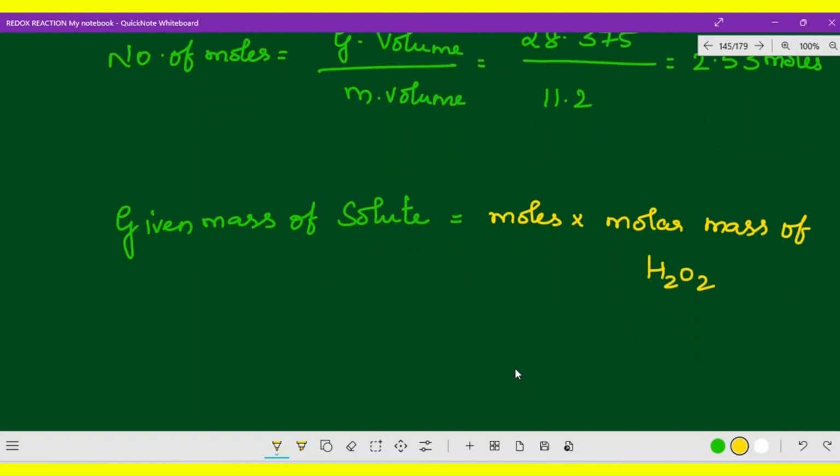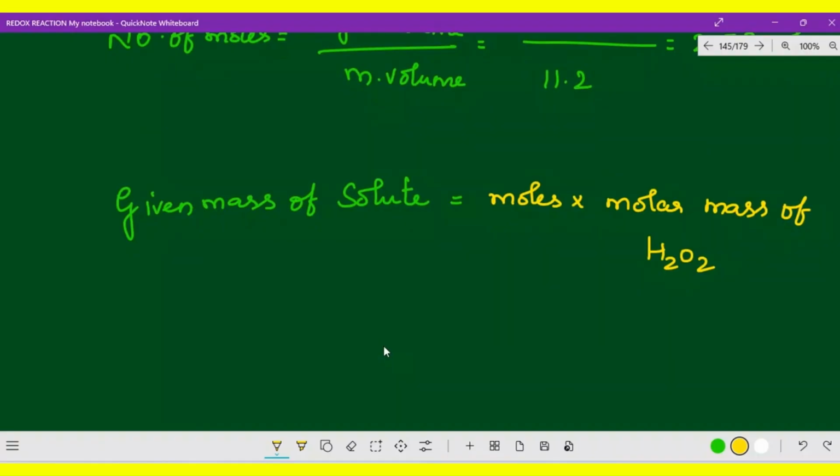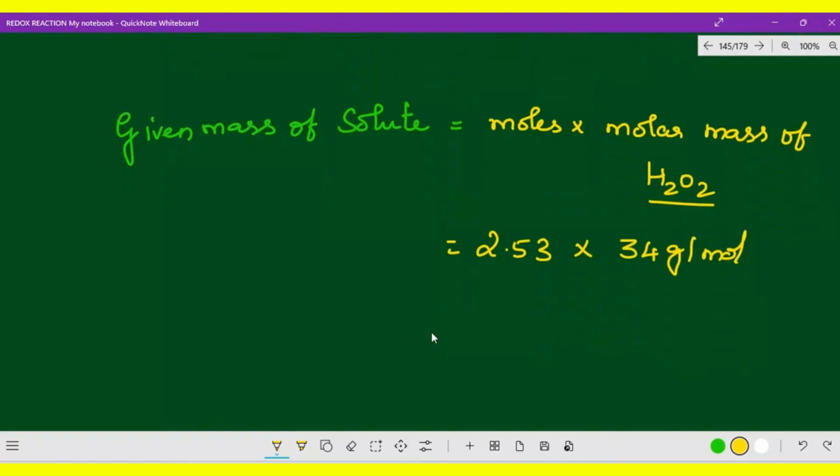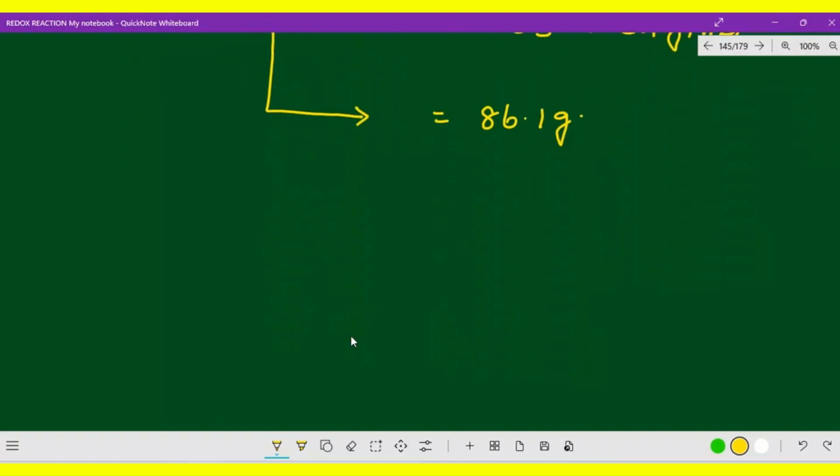So formulas really help us to reach our destination, right? Now, moles, how much did you get? 2.53 moles into molar mass of H2O2. Here 2 plus 32, so 34 gram per mole. Oxygen 32, and here 34 gram per mole. So you will get altogether 86.1 gram. So the given mass of the solute is 86.1. I hope you got that idea.